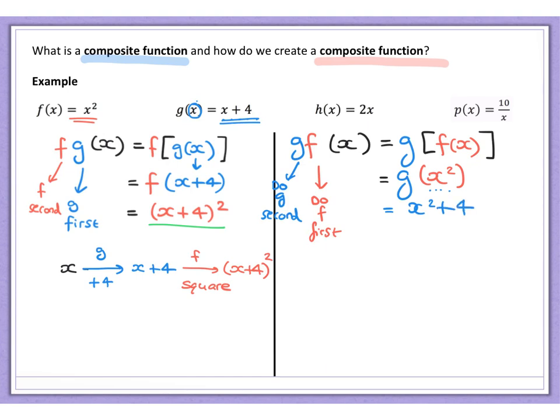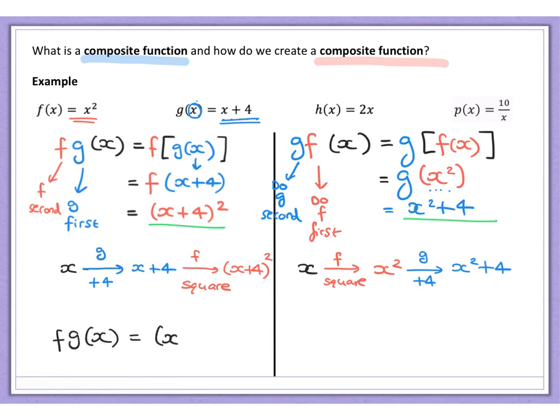So this time we started with x, we applied the function f, which tells us to square whatever the input is, which gives us x squared. We then apply the function g, which tells us to add 4 to whatever our input is, which gives us x squared plus 4. And we have our composite function. So notice fg of x is equal to x plus 4 all squared, and gf of x is equal to x squared plus 4. So order matters.